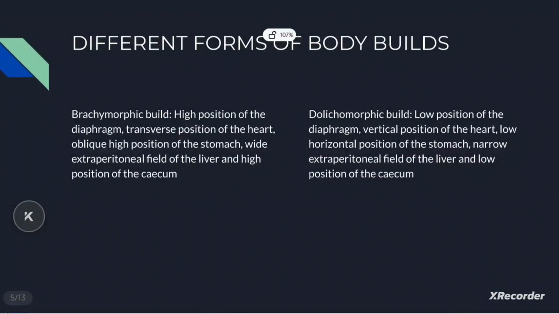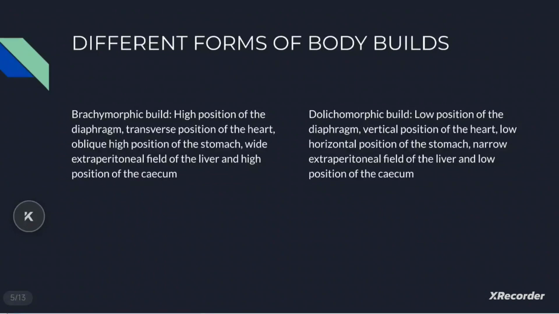Now there are different types of body forms. Actually there are three, but in consideration there are two. One is brachymorphic build and second is dolichomorphic build. What is brachymorphic build? In this, the position of the organs differs. In brachymorphic, there is a high diaphragm, the transverse position of the heart, the oblique high position of the stomach, and the wide extraperitoneal fields of the liver, with a high position of the cecum.